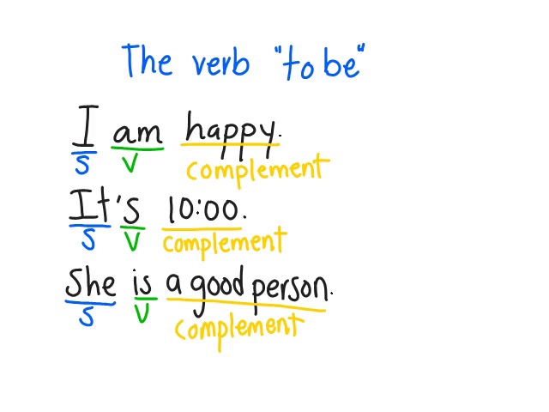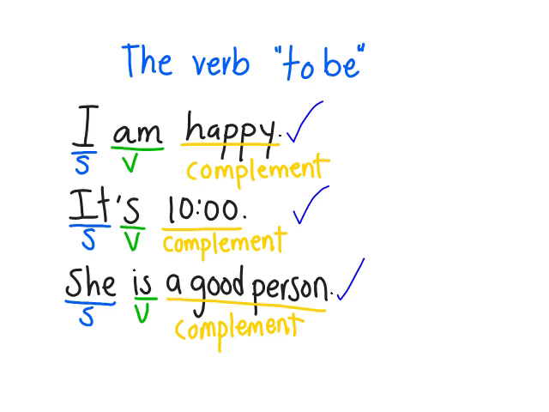The verb to be is a very important grammar item that you need to study a lot and you need to master as soon as possible so that you can speak good English. Okay, the verb to be. We have some examples. We use it to express a feeling. Example, I am happy. We can also use it to tell the hour. It's 10 o'clock. And we can also describe a person. For example, she is a good person. Well, to describe in general, we can also talk about animals or places.